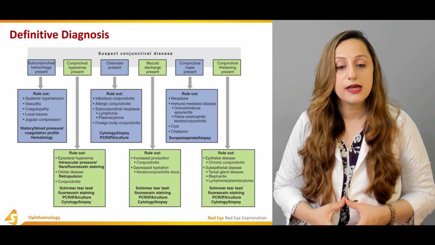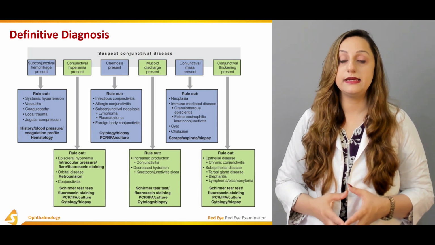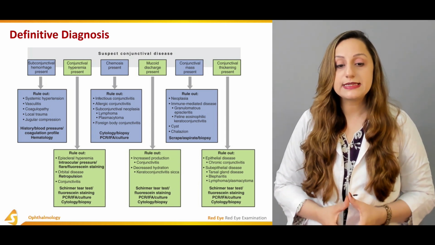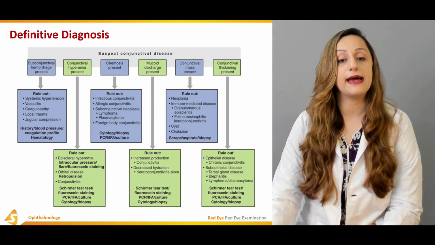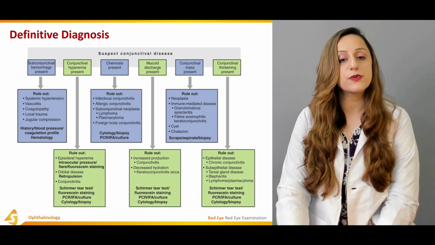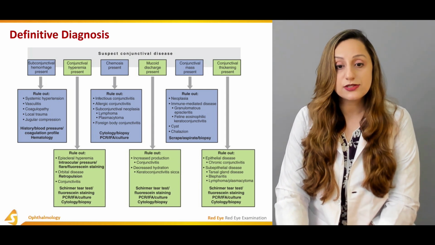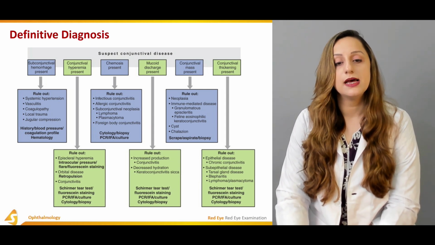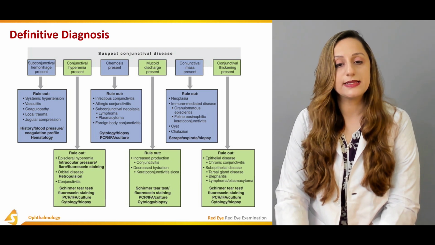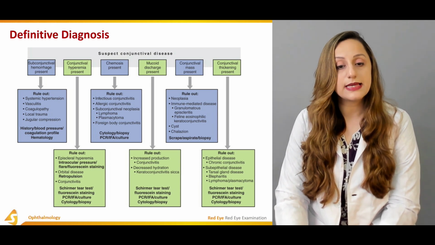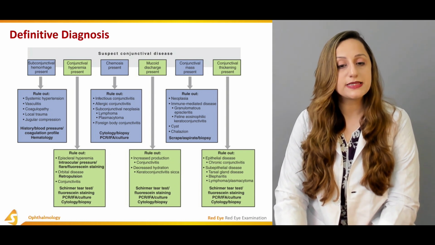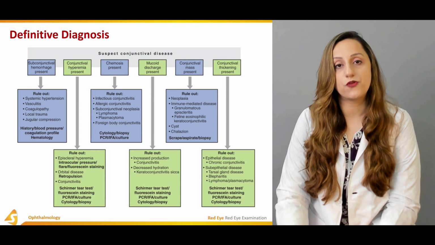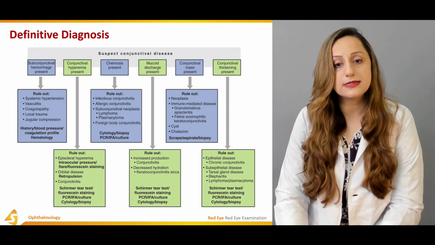For example, Schirmer's test. It's basically a tear test, fluorescein staining, and then we have the culture, cytologies, and biopsies. On the other hand, we have the chemosis. If it is present, we have to rule out infectious conjunctivitis, allergic conjunctivitis, subconjunctival neoplasias, lymphomas, plasmacytomas, and foreign body conjunctivitis. Cytologies, biopsies, and cultures are performed or investigated in this particular case.